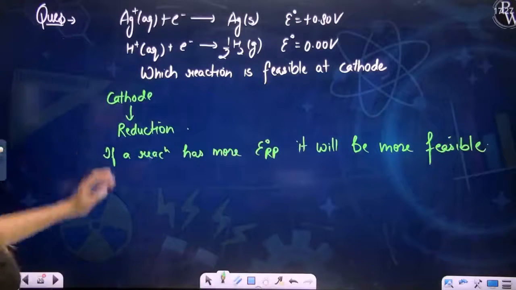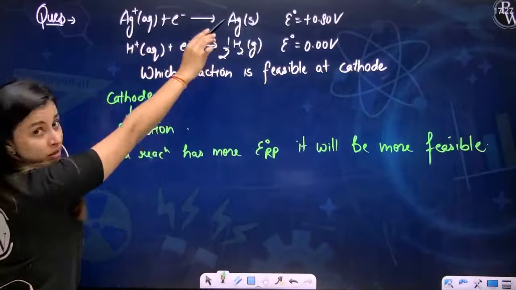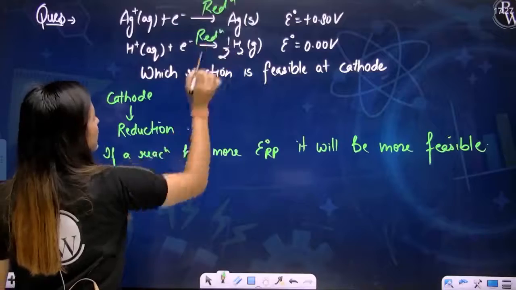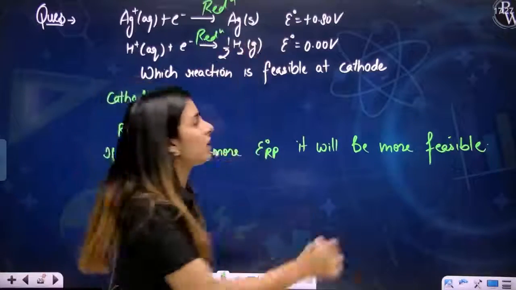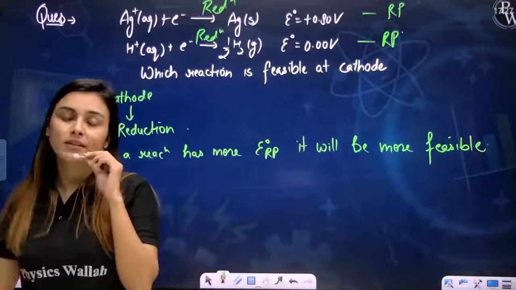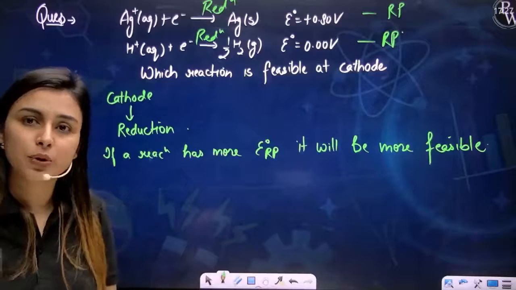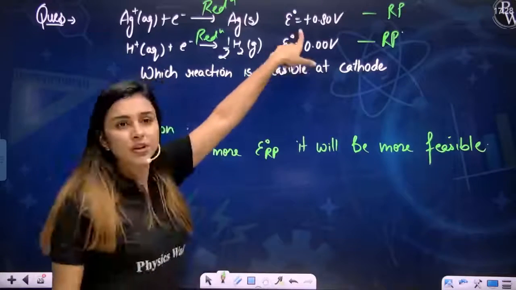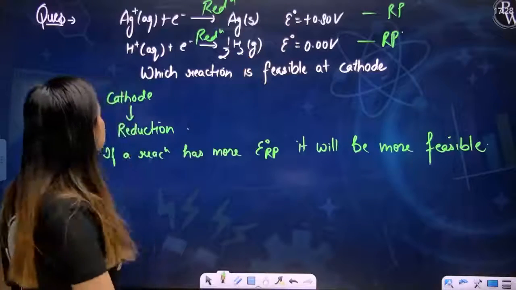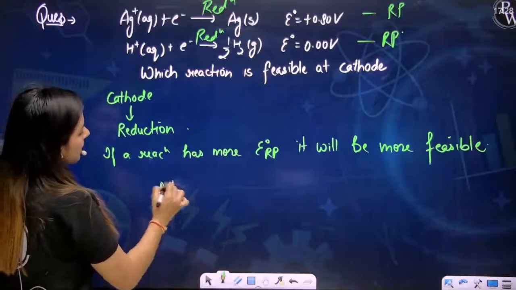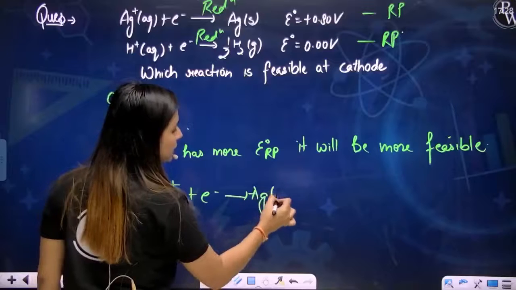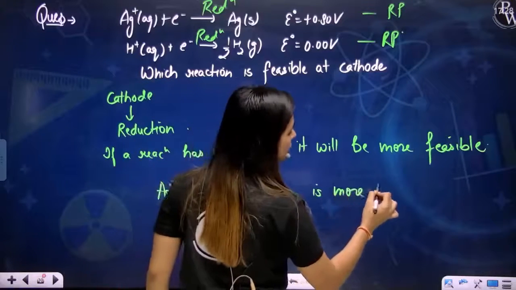So you just need to see which of the following has a greater reduction potential. If you see the reaction, is this reaction reduction? Yes, ma'am, it is gaining electron. It is a reduction reaction. It is also gaining electron. It is also a reduction reaction. So both these E naught values are reduction potentials. Just see which has a greater reduction potential value. 0.80 volt, because that is of plus, right? So we can say that Ag plus plus electron to Ag solid is more feasible at cathode.